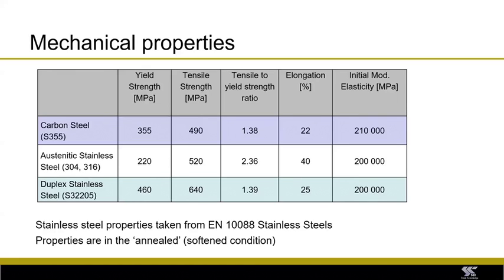These properties are in the annealed condition. You'll hear this strange word a lot with stainless steel, but it's used to describe the properties in the softened condition. They will never be lower than the annealed condition, and they'll more or less always be higher. If you buy some stainless steel plate, for example, it will be extremely surprising if the yield strength is as low as 220.